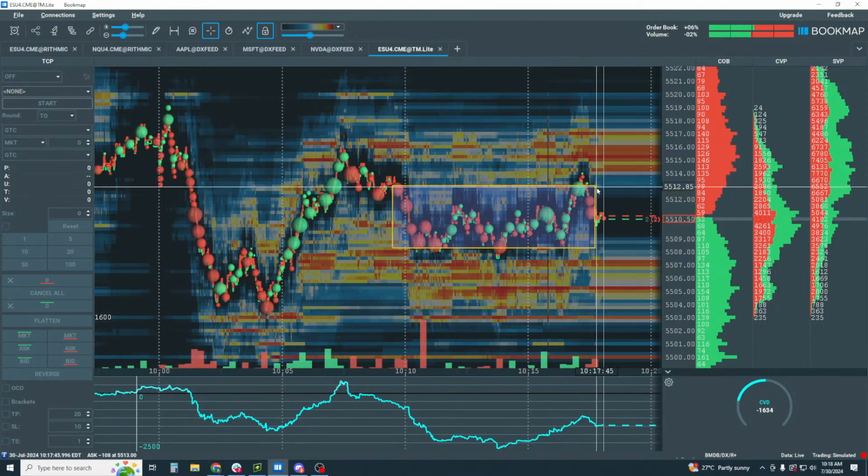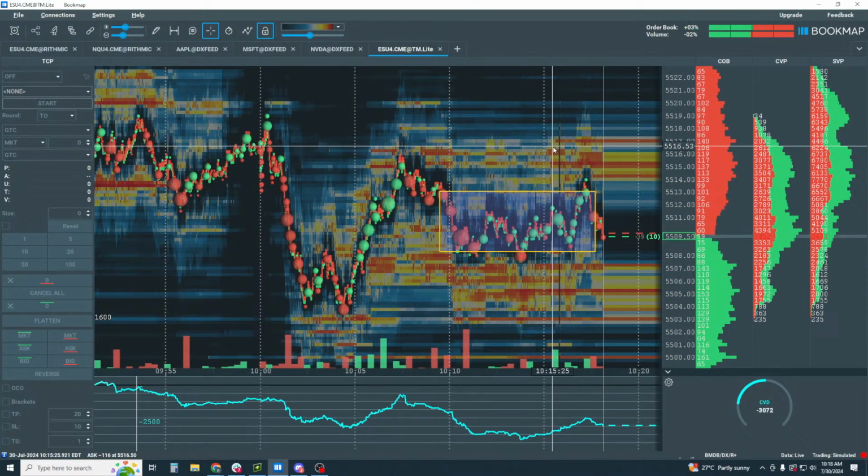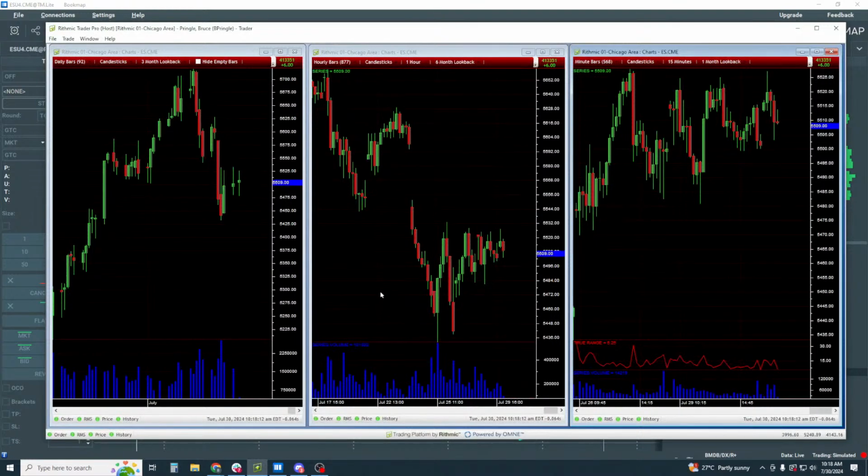Let's see if there's anything else. Oh yeah, I wanted to start with the higher time frame to begin with, so let's take a look at that here in Rhythmic. Just a very simple candlestick chart, daily, hourly, and let's understand kind of what's going on in the bigger market structure. That's it. We're not looking for anything more than that, just market structure. Yeah, so pretty choppy, like yesterday. You can see yesterday's candle and today's candle.